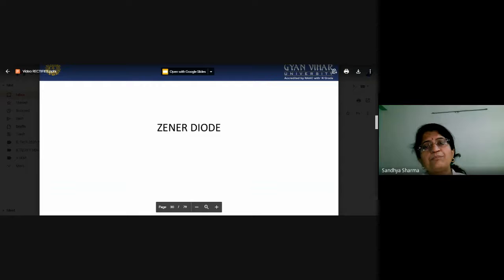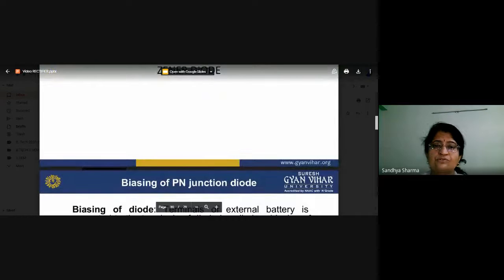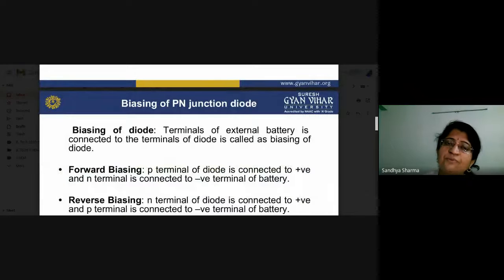Now the second application is our Zener diode. Before starting the Zener diode, let us recall the diode. A diode is basically a PN junction diode. The Zener diode is also a simple PN junction diode with slight modifications.